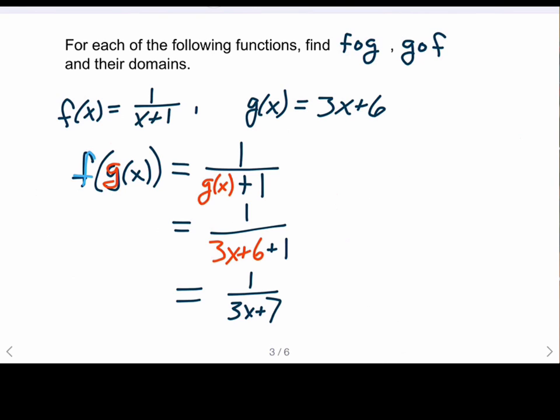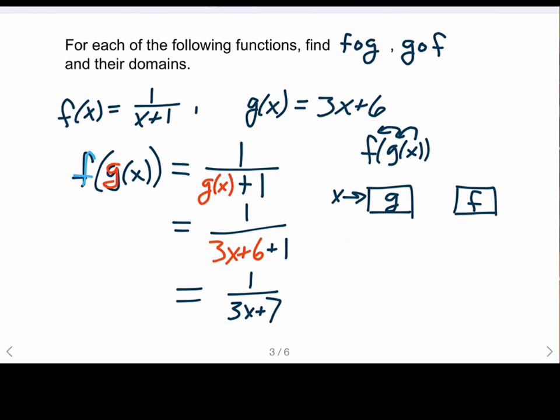Now for the domain. When we are looking at f of g of x, for any particular value, which we aren't doing right now, but generally speaking, the input goes first into g and then into f. And so in terms of that machine diagram, we have g first and then f. And so whatever inputs we have first go into g, which means I need to concern myself with the domain of g. Then we get an output. That output goes into f. And that's what we write as f of g of x.